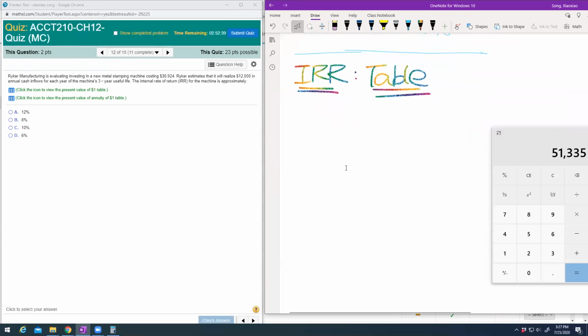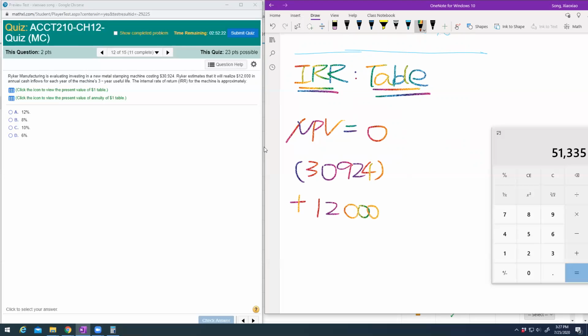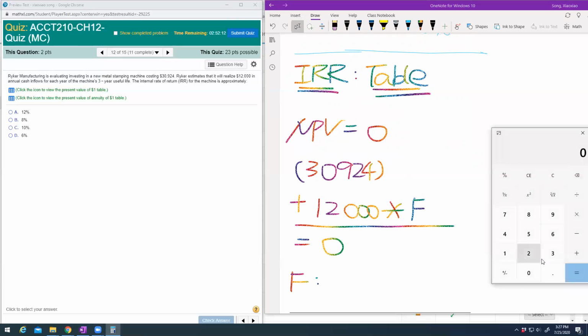Okay. So we have to set the equation. The equation is net present value equals 0. And then evaluate investment. So your outflow is 30,924. And then you add the 12,000 every year. And then we times the discount factor. We do this, we get 0. So we first get the discount factor, which has to be 30,924 divided by 12,000.